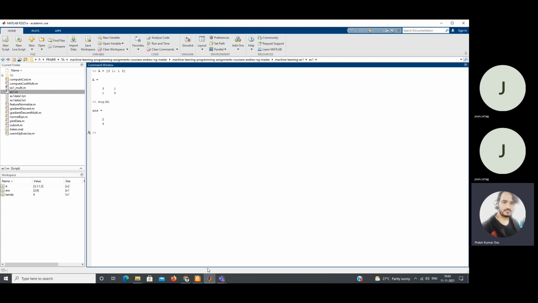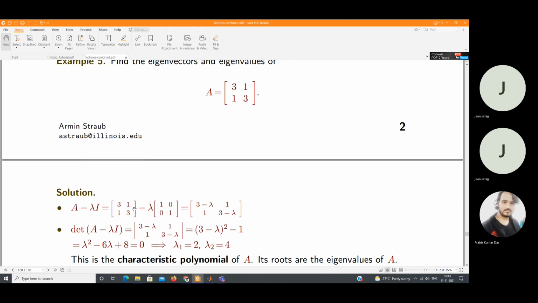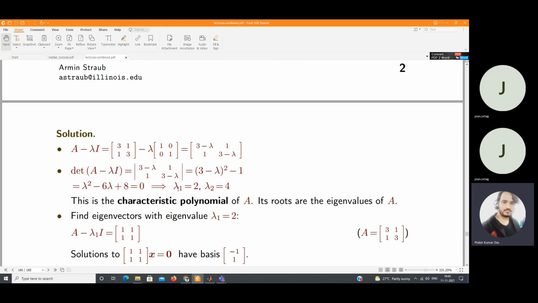So lambda square minus 6 lambda plus 8 equal to 0. Now you solve it. It will give you lambda 1 equal to 2, lambda 2 equal to 4. So you are able to get this equation. That means now you are clear about how to create the characteristic polynomial of A.